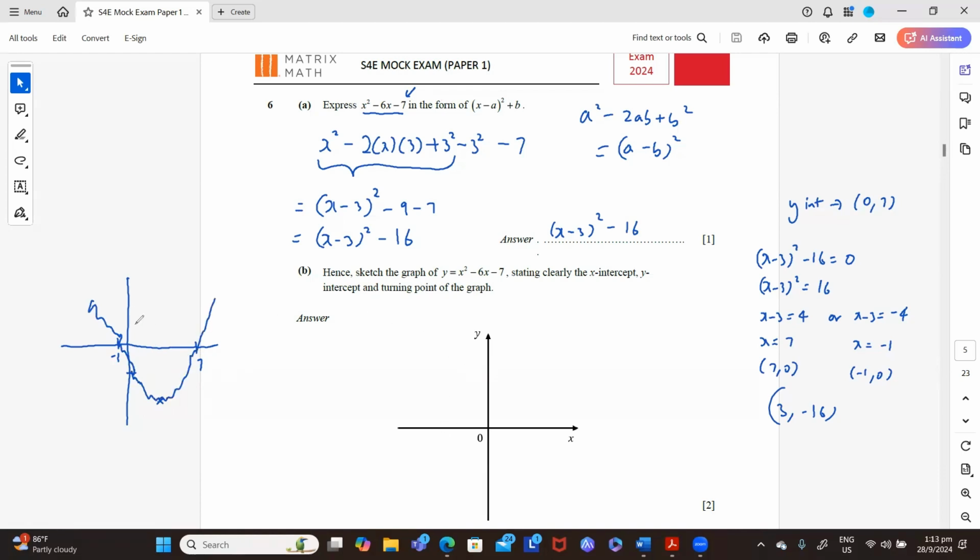Okay? So once you get a rough idea, what you want to do is don't plot the points first. Draw a graph tilted more towards the right side. Then you bring it down.